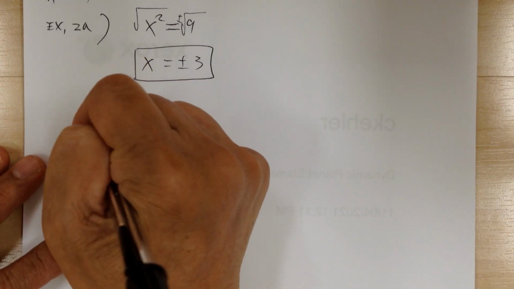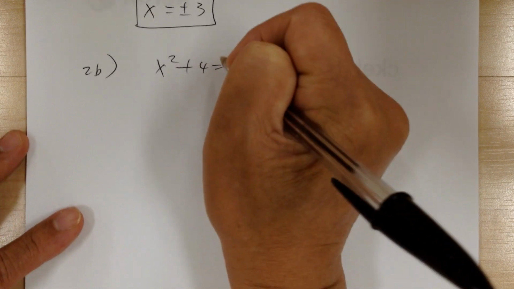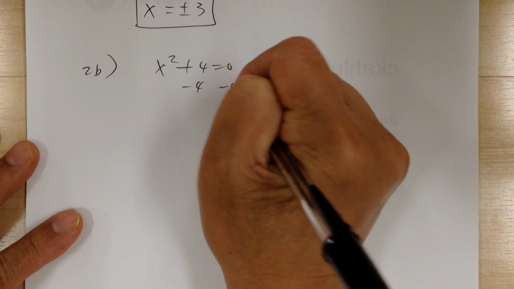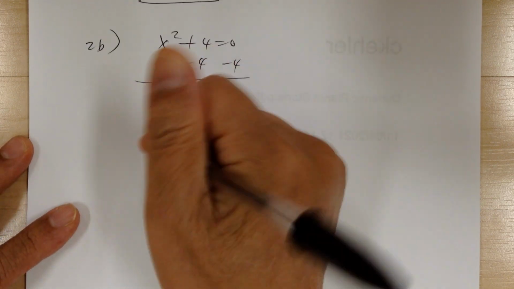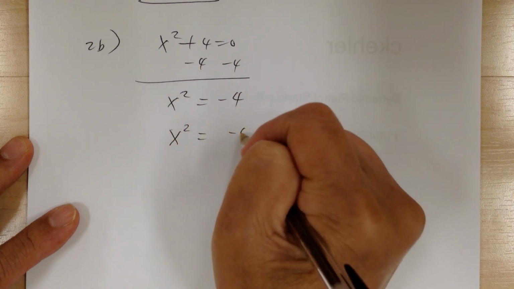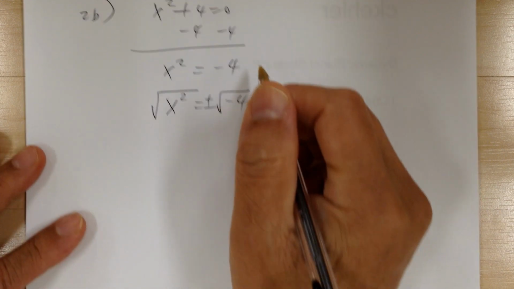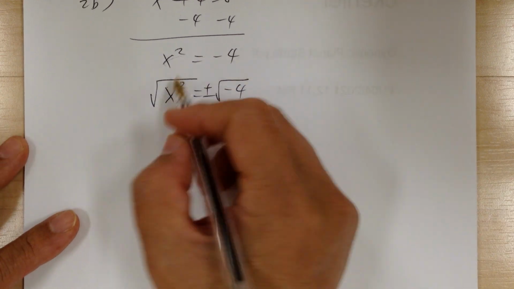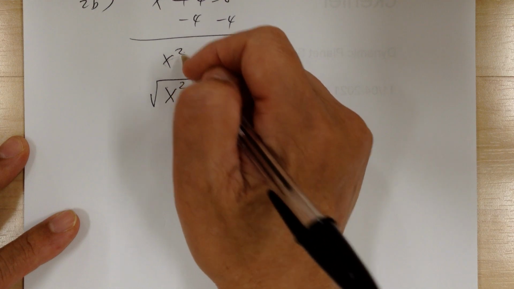And for 2b, you got x squared plus 4 equal to 0. So to use the square root method, you subtract 4 on both sides. So you got x squared equal to negative 4, and take the square root on both sides. So I'm going to write it one more time. When I take the square root, I get plus or minus. I don't want to do too many things in the same step, because it can be very confusing. So I copy it one more time, and I can do it over here, so you can see how it gets from here to here.